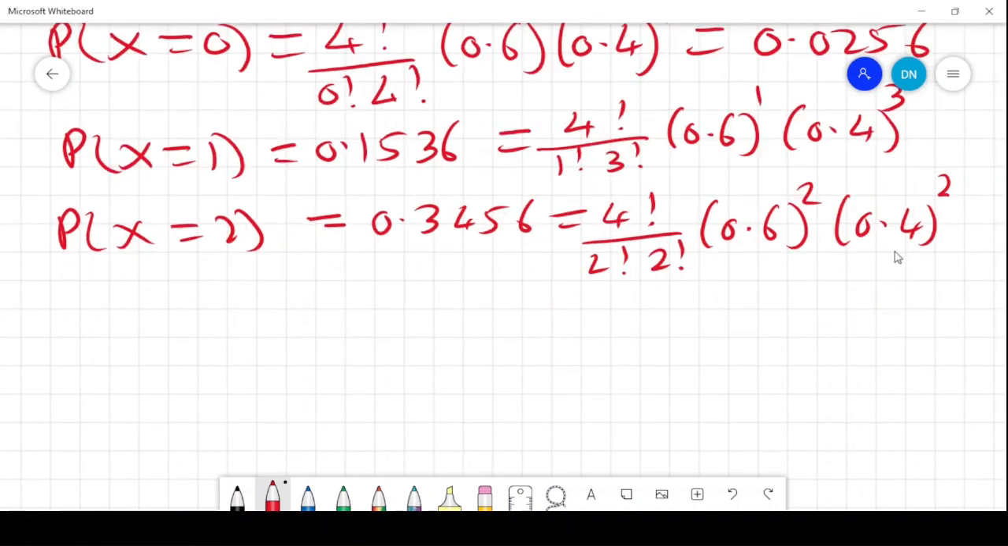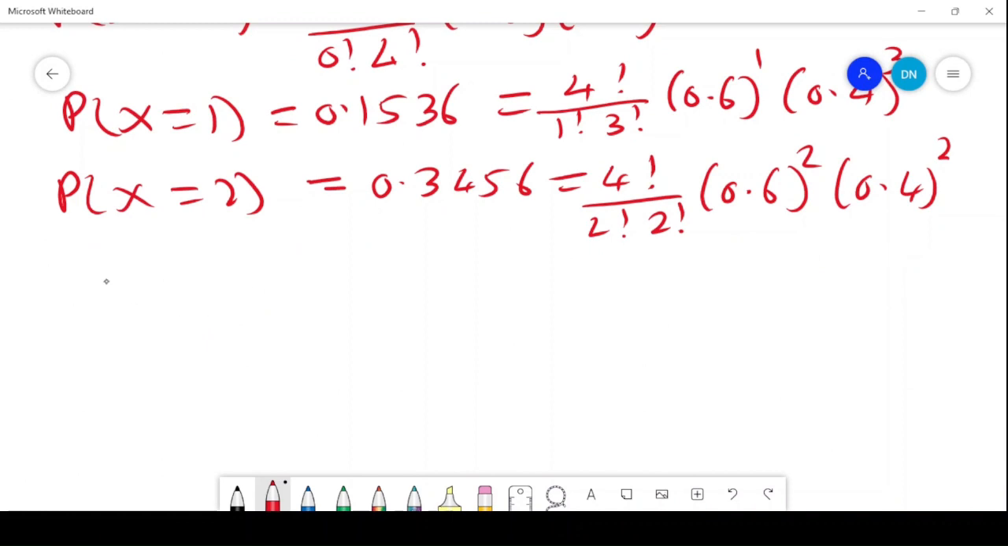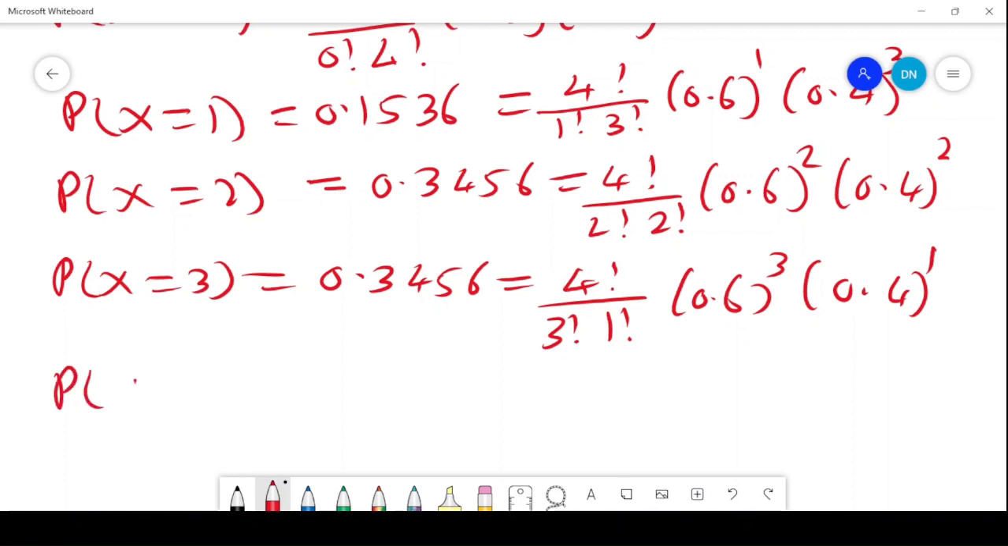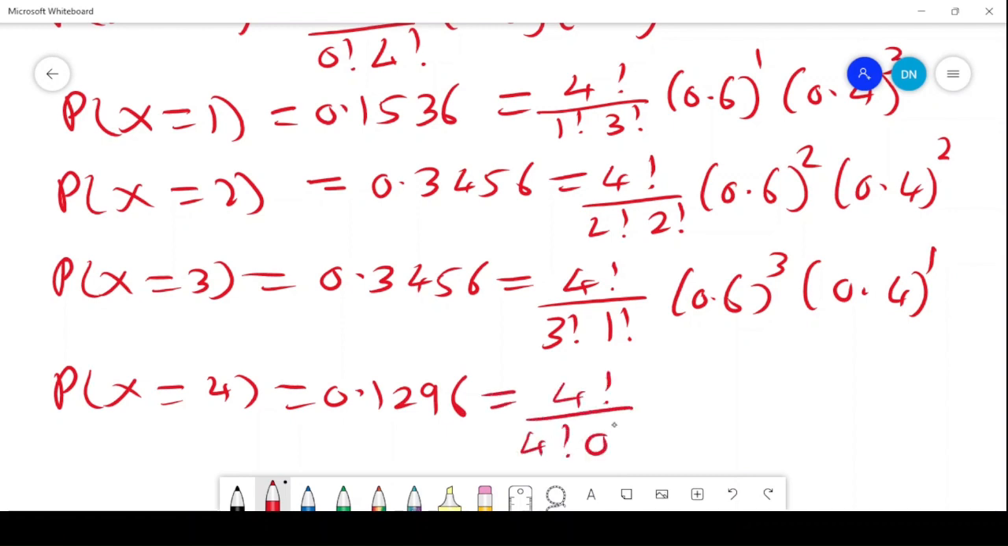And then the next value, probability of x is equal to 3, which is 0.3456, is 4 factorial over 3 factorial, 1 factorial, 0.6 to power 3, 0.4 to power 1. And then finally, probability of x is equal to 4, which is 0.1296, is 4 factorial over 4 factorial, 0 factorial, 0.6 to power 4, 0.4 to power 0. So that is how you would go about calculating the probabilities for binomial distribution.